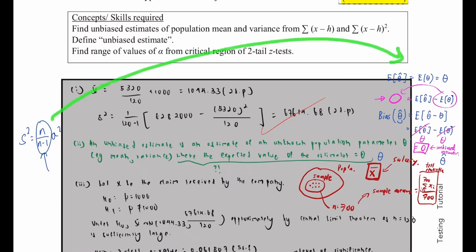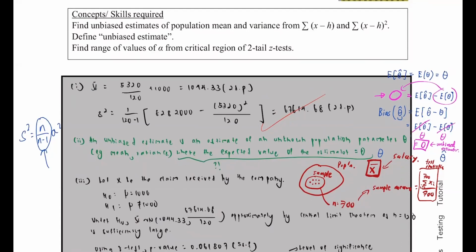But as to exactly what is this expectation and this bias formula, it's not really in your syllabus. I only learned this in university. Not needed for H2. Why did they ask this? Just know the expected value is the same as the actual population parameter.